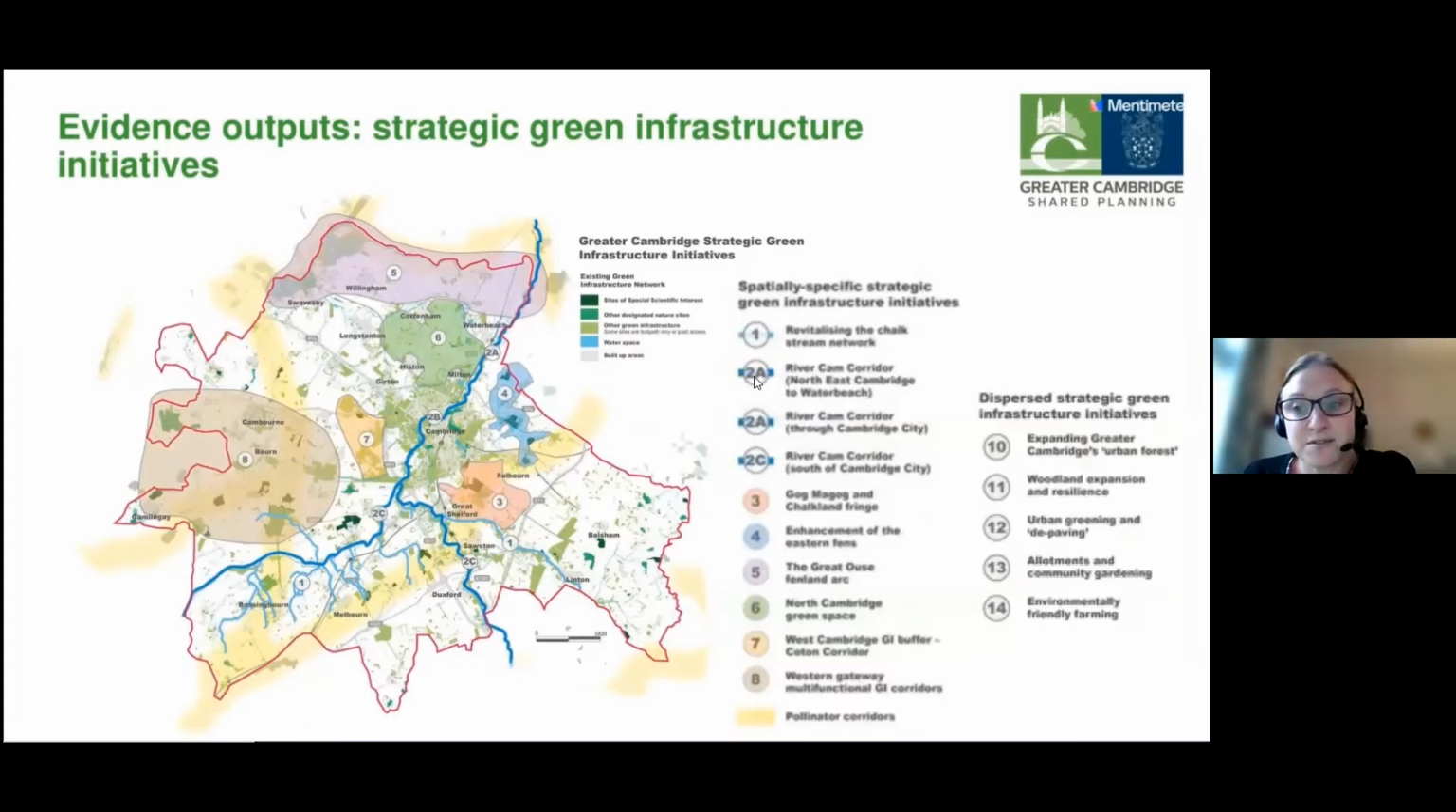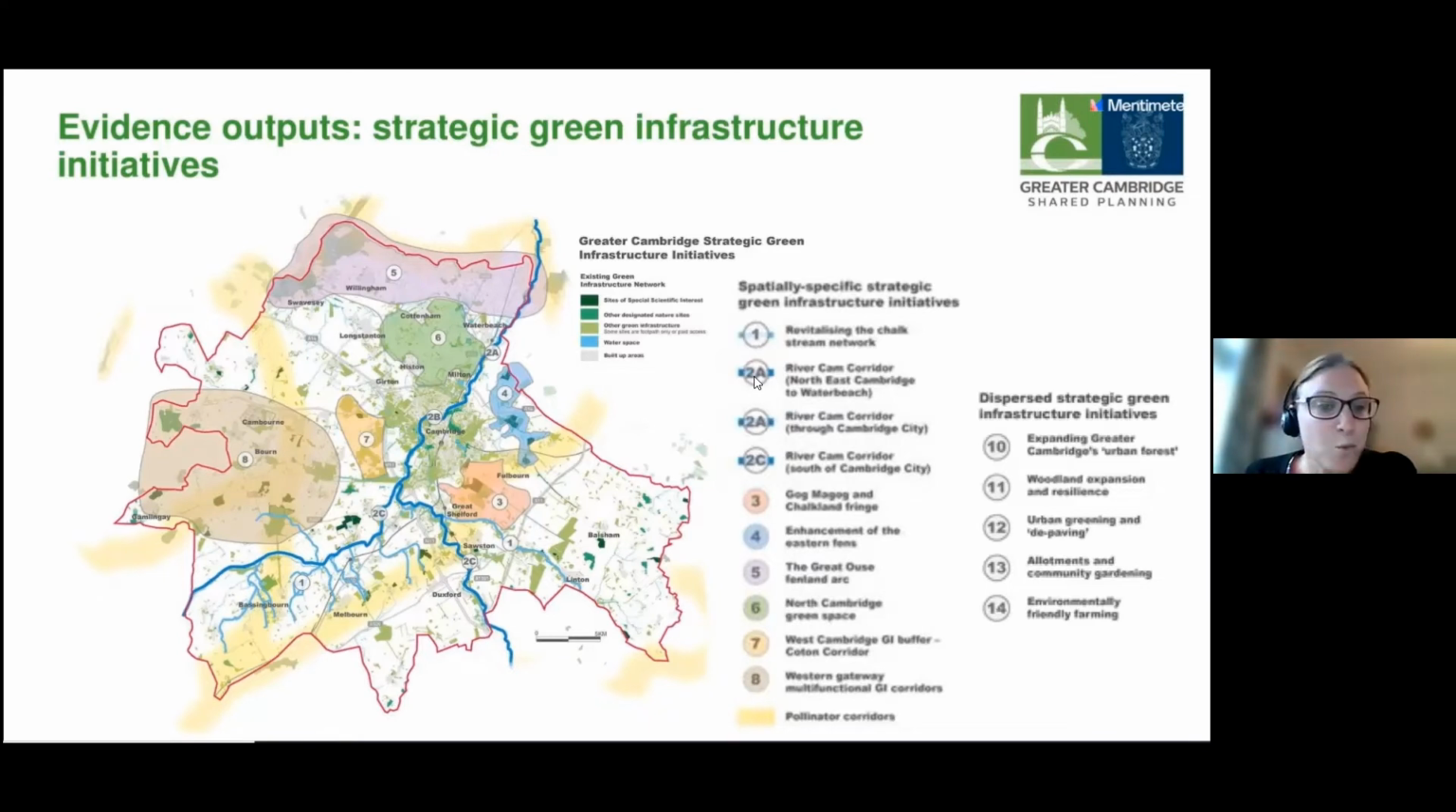Collectively, the initiatives have a range of objectives, from revitalizing the chalk stream network to enhancement of the fens, supporting the expansion of urban tree canopy, and tackling things like deficiencies in access to recreation space, amongst other things. There's a lot of detail in the final report on each of these initiatives, but just to give you a flavor, I thought I'd focus in on 2 of them.